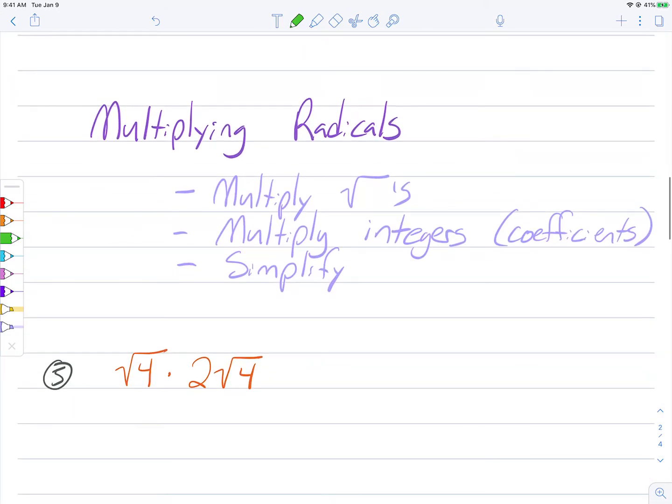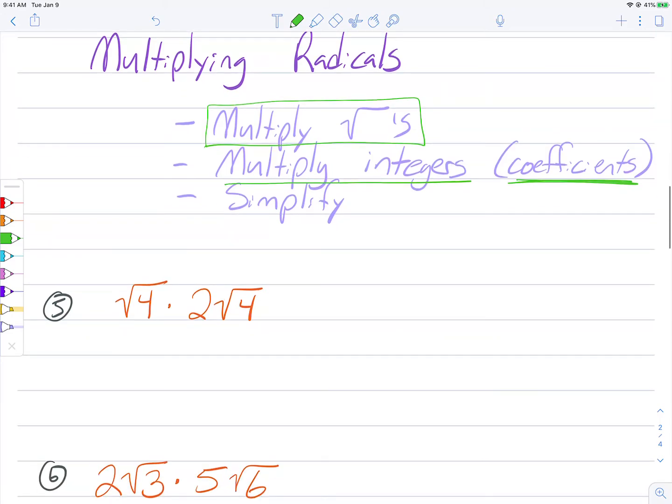Okay, multiplying radicals. This gets into now multiplying. We're not doing dividing because we already did. That was called rationalizing a denominator. With multiplying radicals, this is very much like the like terms. You can multiply square roots with square roots, and you can multiply the integers, which kind of look like the coefficients, with the coefficients. So you can't multiply a coefficient with a square root. It doesn't work. So it has to be like things that can be multiplied. And then at the end, you're going to simplify.